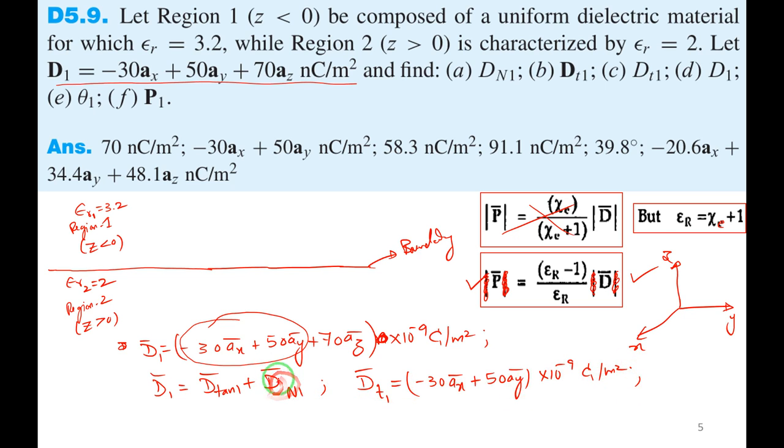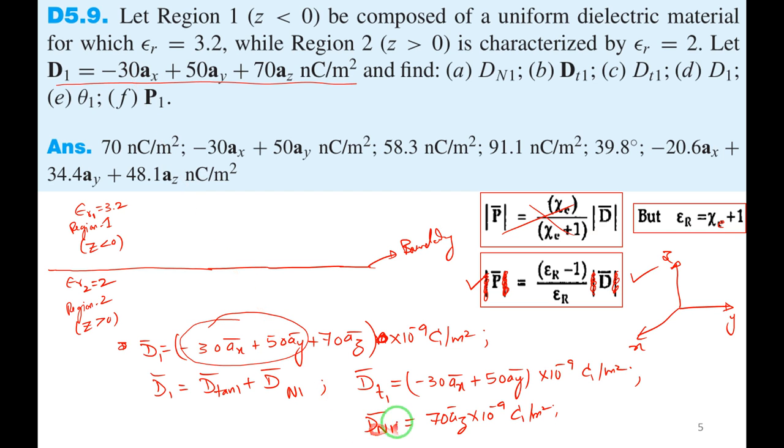Then what about the normal component? I will write the remaining normal component, which is the term 70 az into 10 power minus 9 coulomb per meter square. If I add the tangential component plus the normal component, I will get the D1 vector. So the first part they have asked is to find DN1. It is already there, but I want the magnitude of DN1.